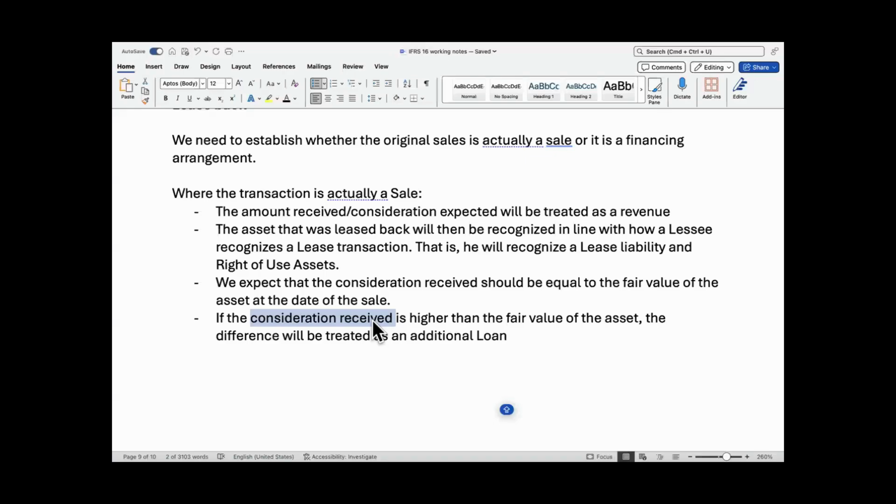That additional money he has given. Why will he give you higher than the fair value, which is supposed to be the selling price? He's now giving you much more. We are going to treat it as an additional loan. That is how you're going to treat it.